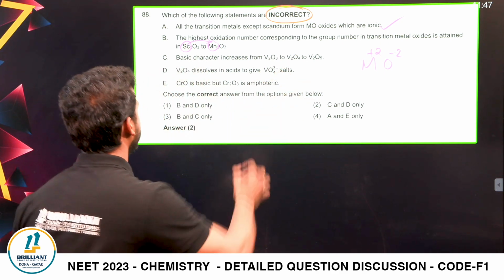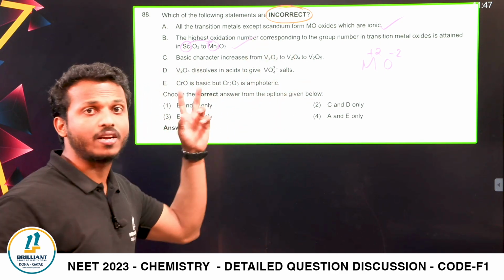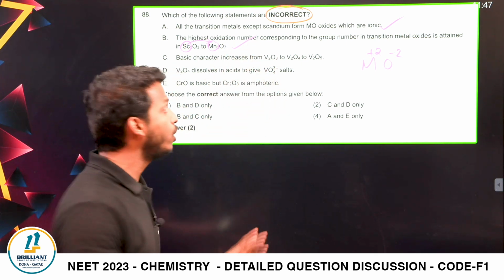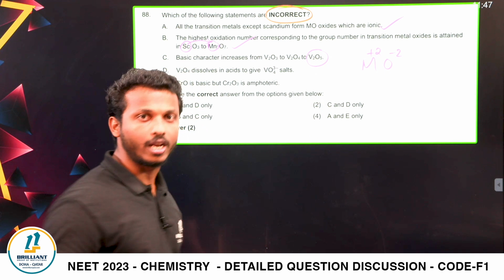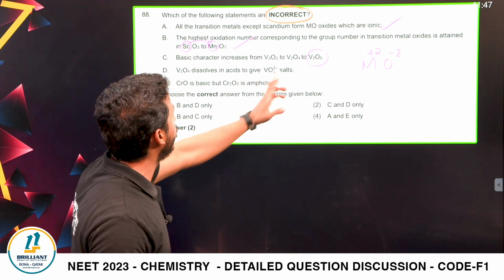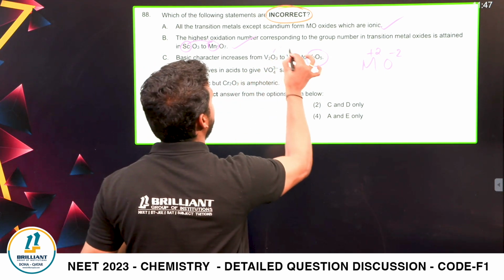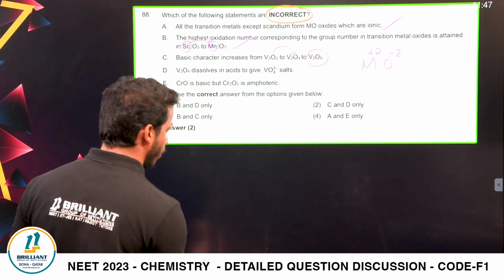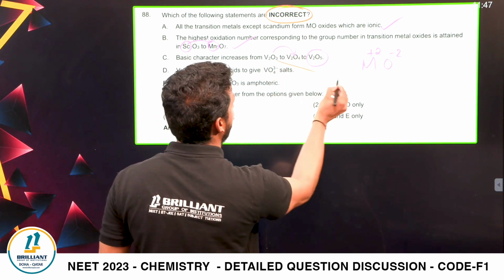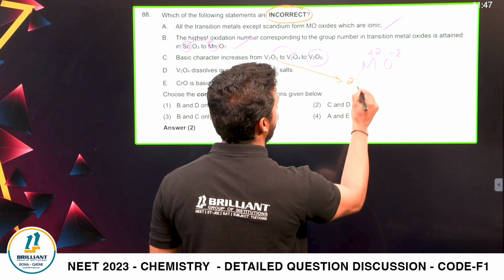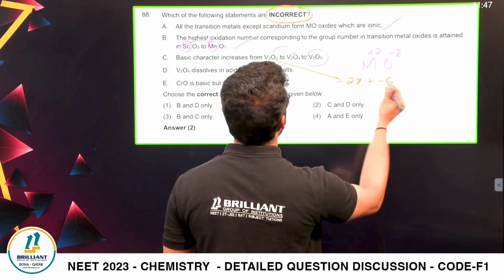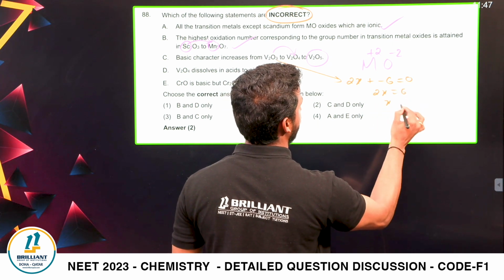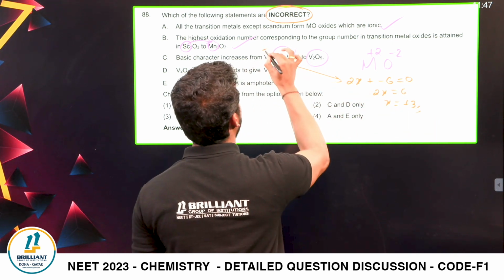Yes, correct one. Basic character increases from V2O3 to V2O4 to V2O5. You know, V2O5 is mostly amphoteric. From V2O3 to V2O5, dear all, basic character decreases, not increases. Why? A small thing you can say. What is the oxidation state of vanadium in V2O3? 2 vanadium and 3 oxygen, so -6, overall 0. 2x is equal to 6, x is equal to what? +3. Here vanadium is in +3 state.